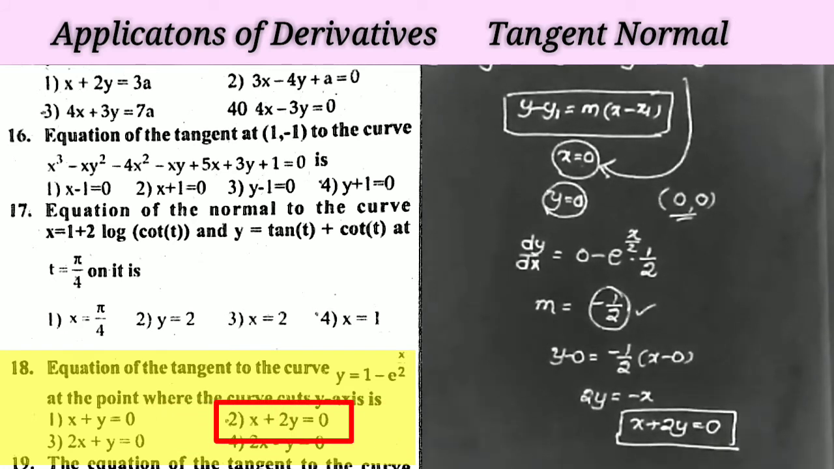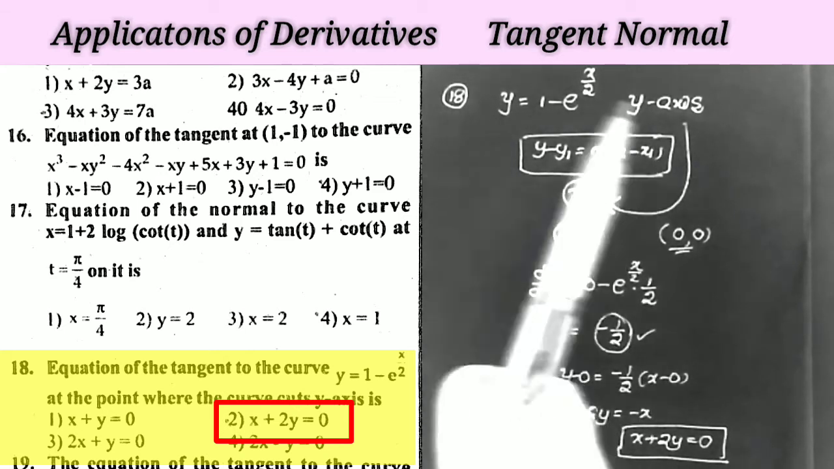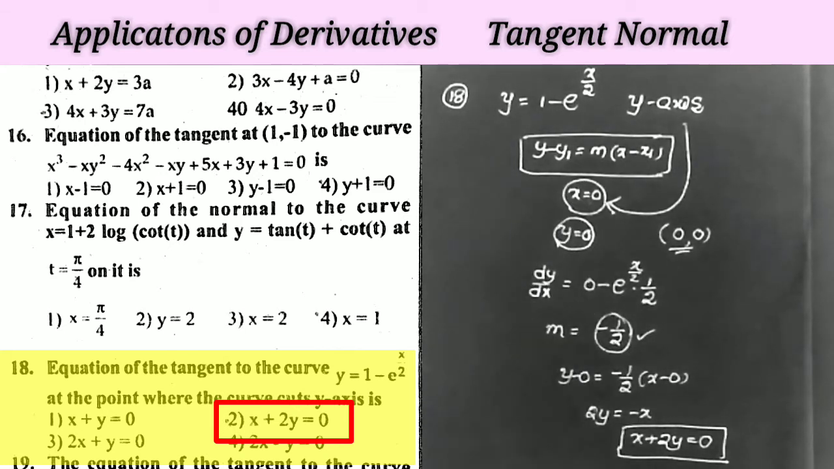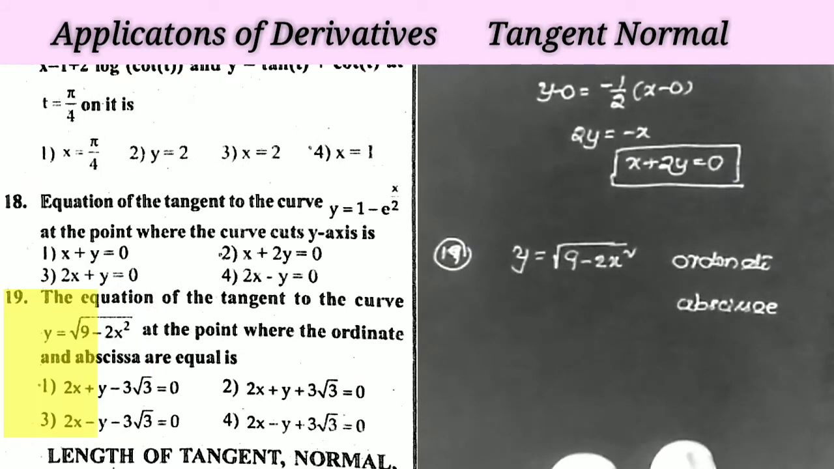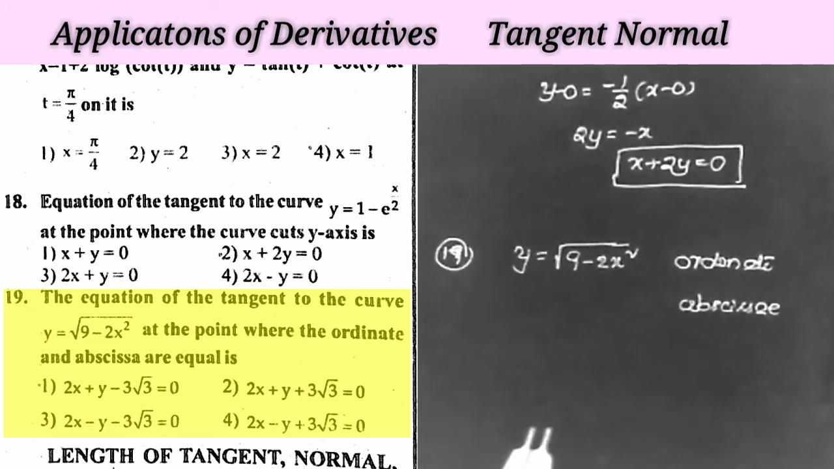Okay, that's all. Just here point is not given directly. We are finding the point by using the given data and then finding the equation of the tangent. That's all. Next problem, sum number 19. Find the equation of the tangent to the curve y is equal to root 9 minus 2x square at the points where the ordinate and abscissa are equal.